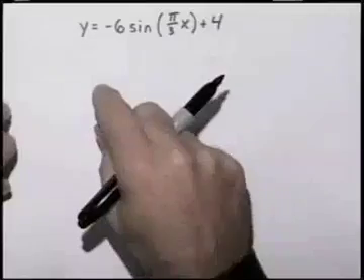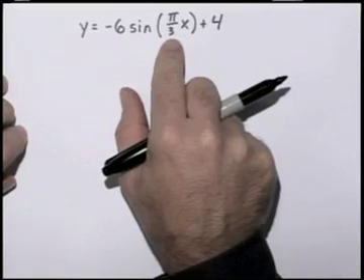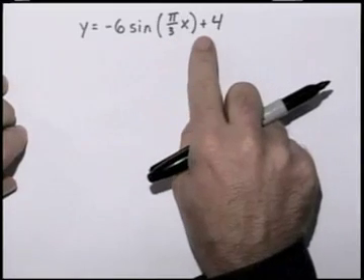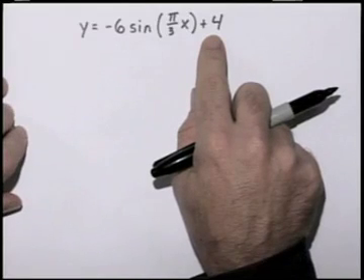In this problem, we're once again going to graph a trigonometric function using the 5 key point method, but in addition we have a vertical shift component. We want to graph y equals -6 sine(pi over 3 x) plus 4. This plus 4 means that the graph is going to have to shift up 4 units.